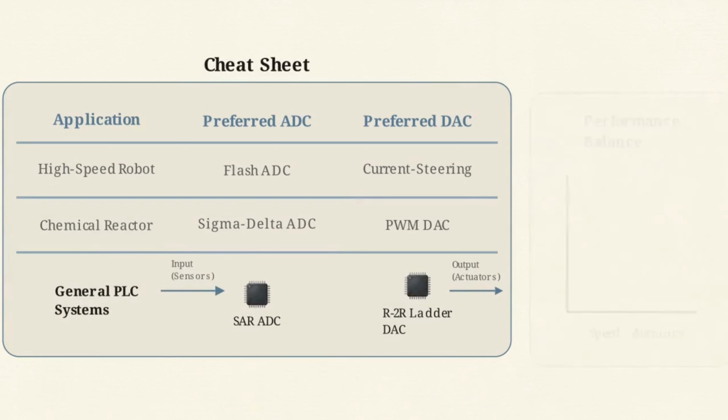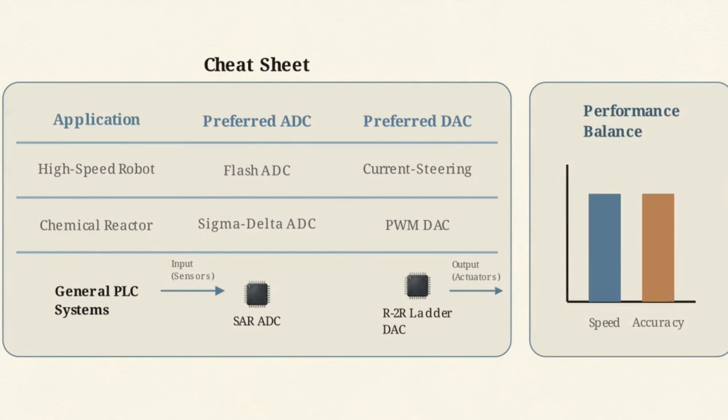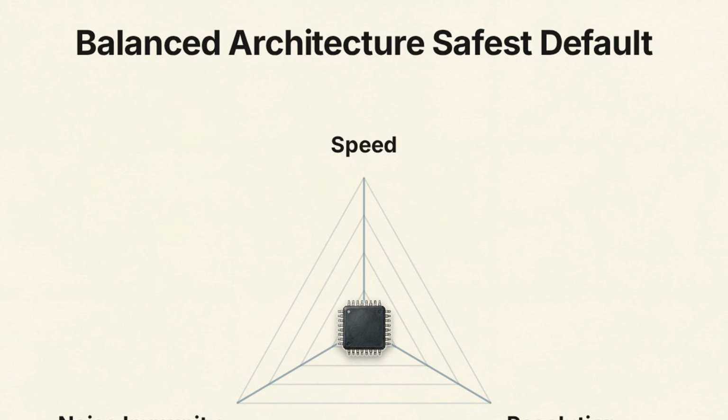The industry standard is the SAR ADC on the input, paired with an R2R Ladder DAC on the output. This combination yields a highly scalable, balanced approach. When an application doesn't demand extreme processing speeds or microscopic resolution, these balanced architectures are your safest default bet.